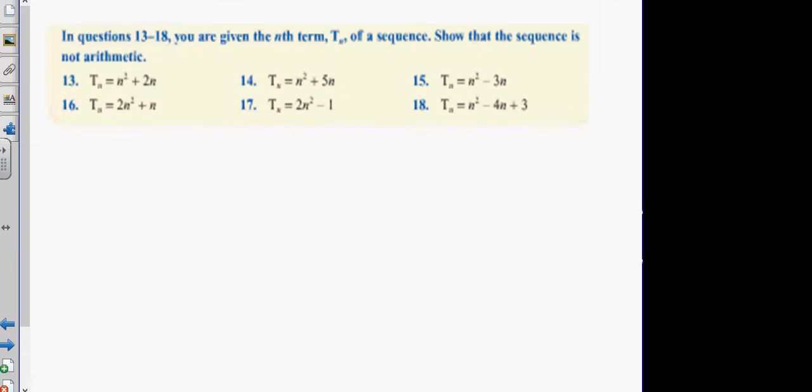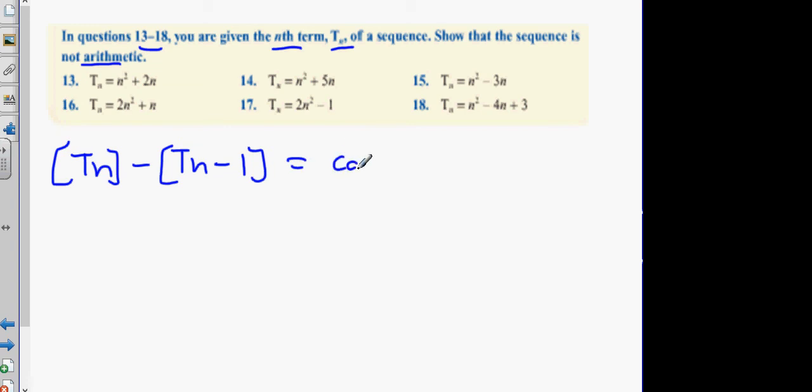The next type of question is different from questions 1 to 9 in that in questions 13 and 18 you're given the nth term Tn of a sequence. Show that the sequence is not arithmetic. So like the previous questions you're going to get Tn minus 1. However, if it's arithmetic, the answer is constant. What a constant answer means is that it will be a normal number like minus 3, 5, 8. These numbers are constants. However, when it's not an arithmetic series, you'll get an n in the answer as well.